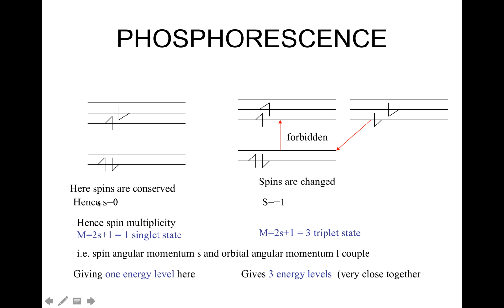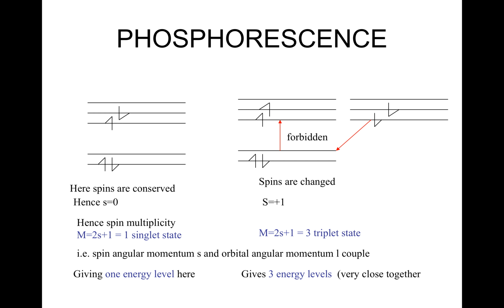So in this case, spin is conserved, hence S is equal to naught. Here spin multiplicity M, defined as M equals 2S plus 1, is equal to 1. That is a singlet state. Whereas on the other side, spin changed. So S is equal to plus 1. By definition, M is equal to 2S plus 1, which therefore in this case gives us 3. That is the triplet state.